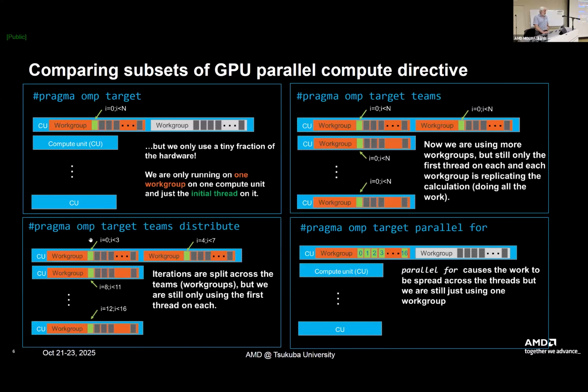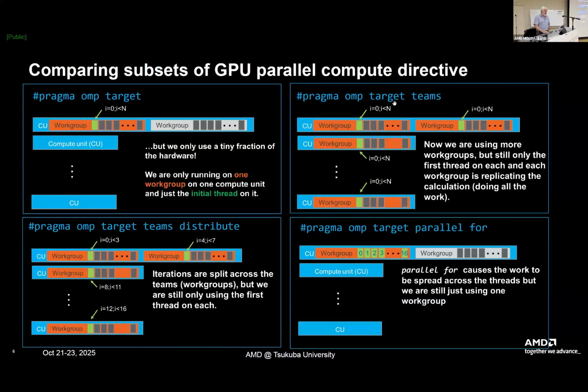So let's look at the other subsets. So we have OMP target. We can also do OMP target teams. Well, that will create multiple work groups. Okay, so teams and work groups are the same thing, even though the OpenMP standard never tells you that. They're the same thing, at least with almost every compiler. So it's going to launch multiple work groups, but it's still one thread on each work group.